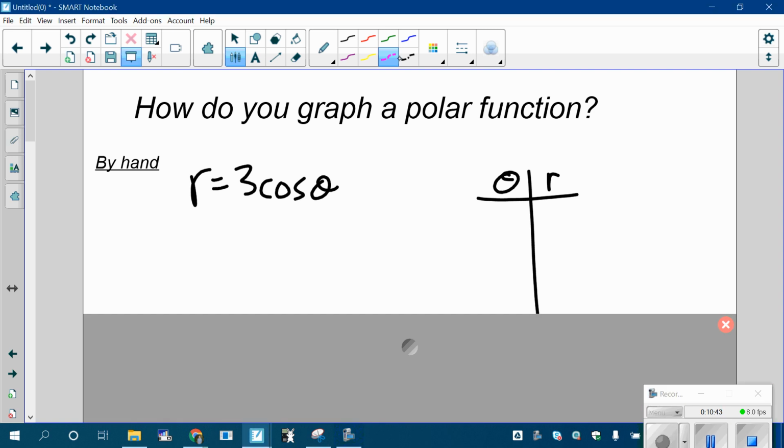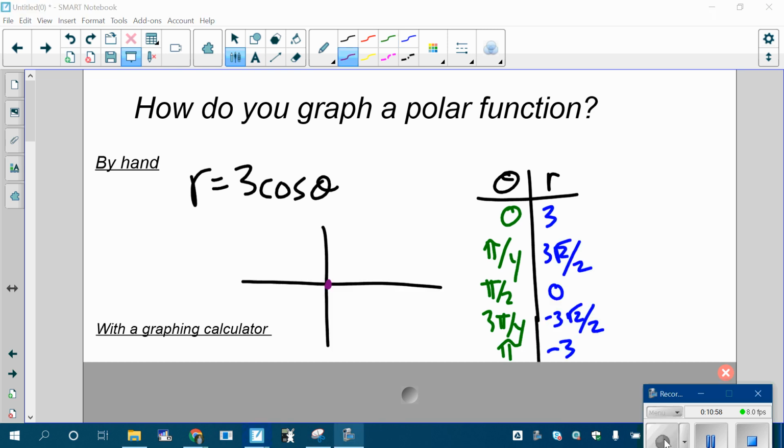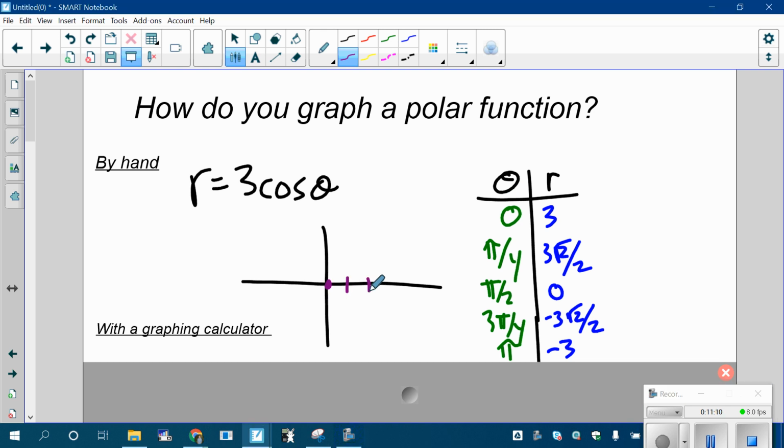So you just plug in some thetas. Theta is an angle, so what should we plug in? I don't know, 0, pi fourths, pi halves, 3 pi fourths, pi. Let's just do that to start. Plug it in, figure out what r is. These are the points I got. If I was going to plot these, remember to think about the theta first. So if I went to an angle of 0 radians, I'd go out 3. That would be 1 point.